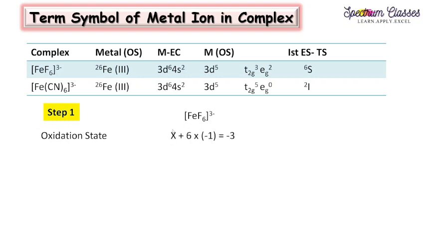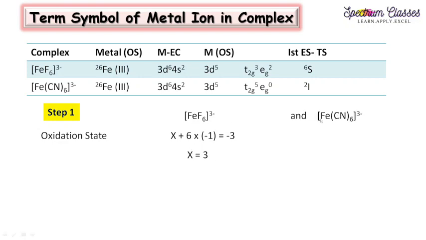Suppose iron has oxidation state X in the equation, plus 6, the subscript, multiplied by the charge on the ligand. Fluoride has -1 charge and the overall charge on this complex ion is -3. So X + 6(-1) = -3. On solving this equation, we get X equal to 3. So this is the first simple step.